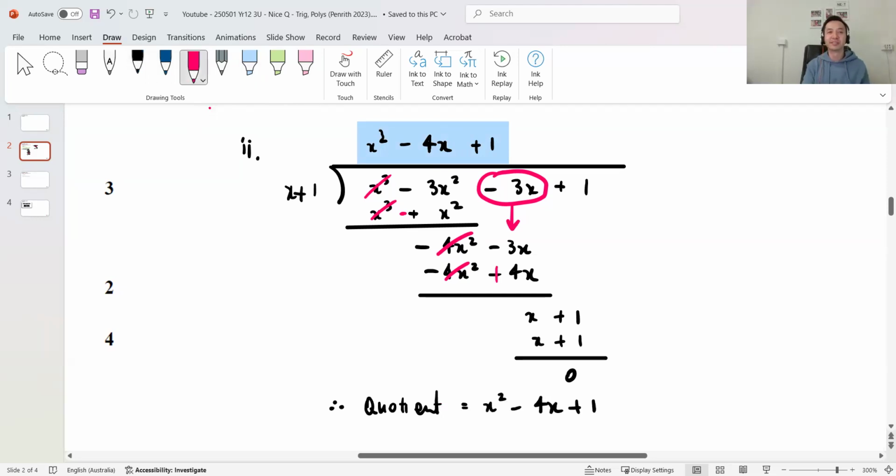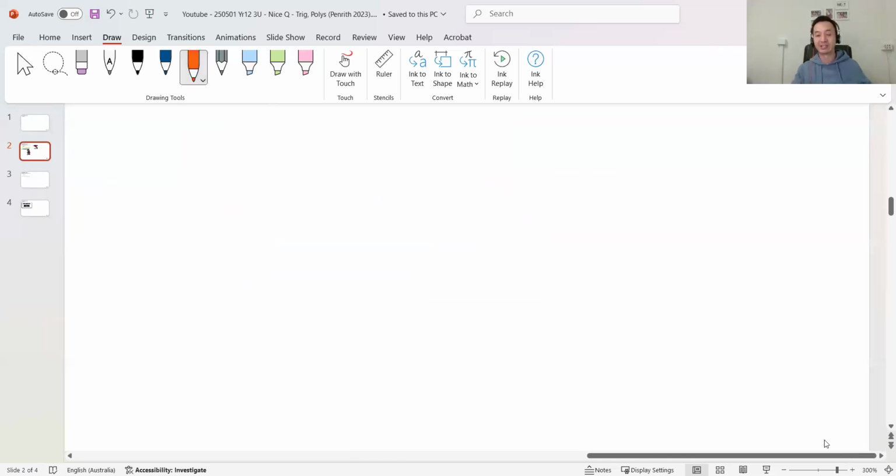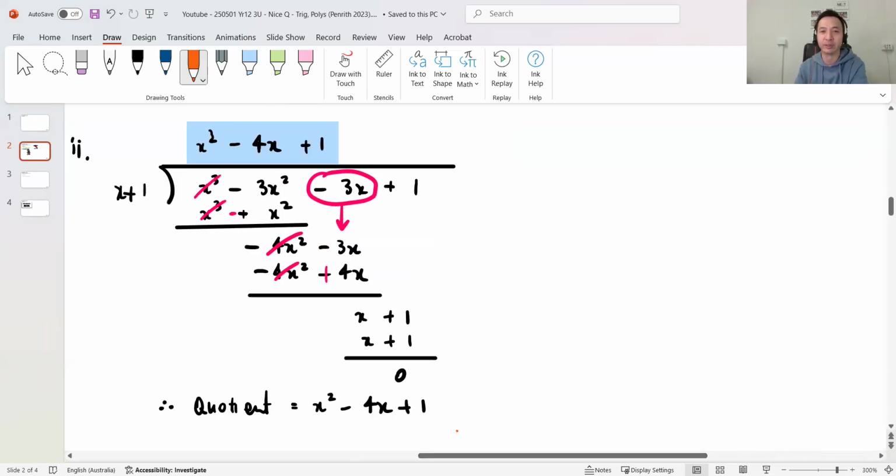Now, off to the side, let me show you the synthetic method for those that are keen. It's just a really cool way of doing division of polynomials. So synthetic method is really straightforward and it's super quick. So you basically draw yourself this.